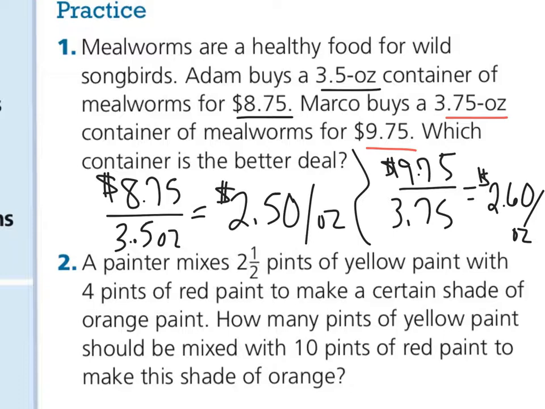So $2.50 an ounce or $2.60 an ounce. The better deal would be our first container. So we would want to make a statement about that. The first container is the better deal, or Adam's container is the better deal because it costs less per ounce.